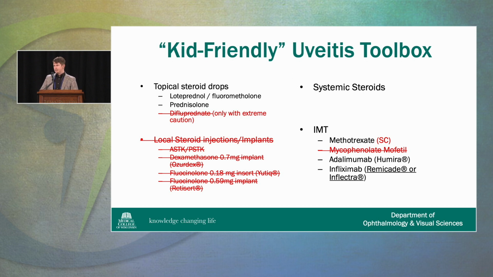We use a lot of systemic steroids in kids, and then often we'll use sub-Q methotrexate. The pills do not work with kids. They can't take them. There's too many of them, and they're really hard on the stomach. We don't even touch mycophenolate because it's twice daily dosing. And we frequently use biologic agents, adalimumab or infliximab. Brand names are Humira, Remicade, or Inflectra.